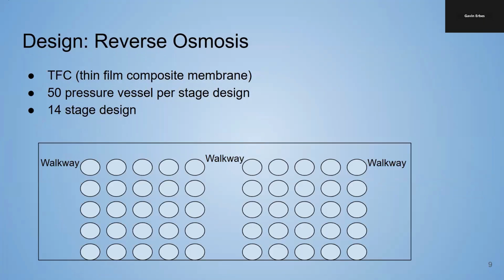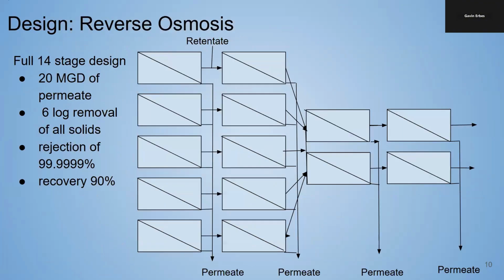For our reverse osmosis design, we selected a TFC, or thin film composite, membrane. For each of our stages, we had approximately 50 pressure vessels with a total of 14 stages in our design. If you look below, you can see we added 3 walkways for ease of access to all of the vessels, as well as stacking them 5 high and having 10 columns. The full 14 stage design you can see to the right.